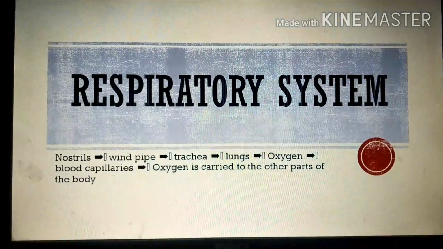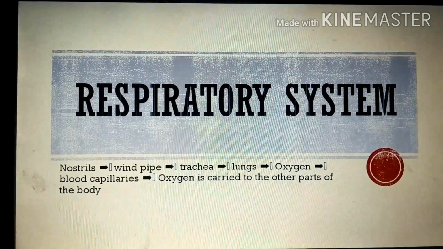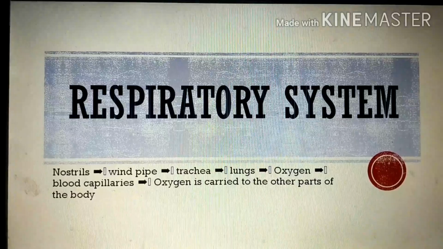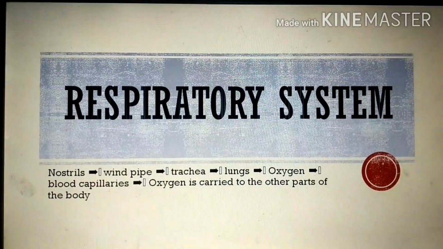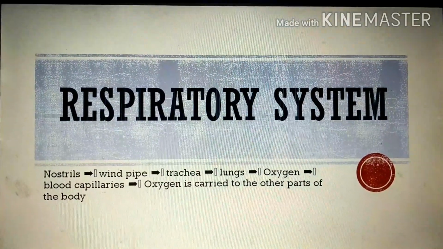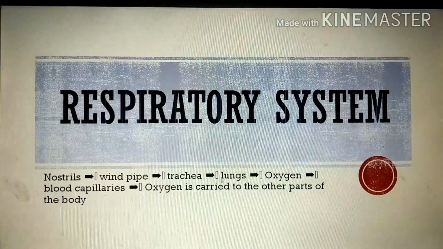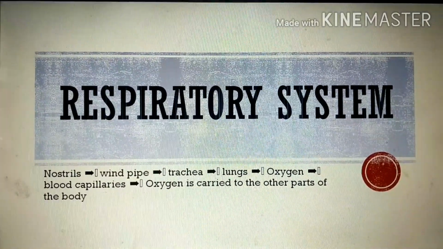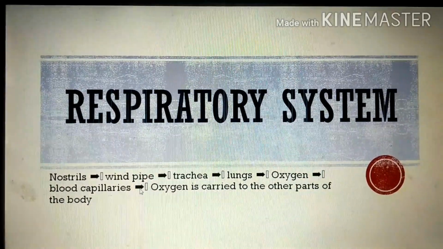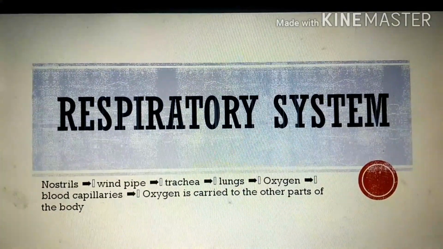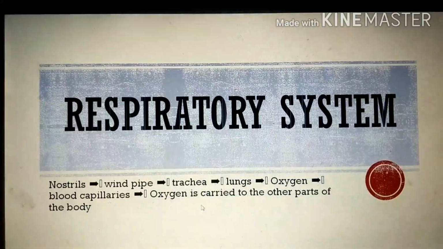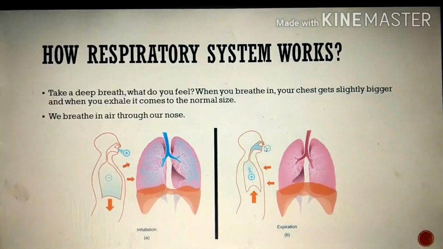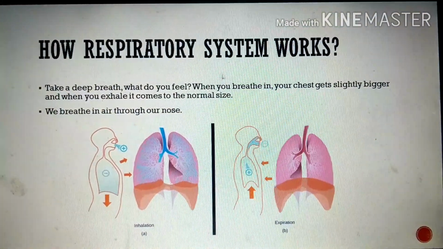So what happened here? Through our nostrils we inhale oxygen, then it goes to the windpipe, then to the trachea, then to the lungs. Then this oxygen goes to the blood capillaries. Then this oxygen is carried to the other parts of your body. So how does the respiratory system work?